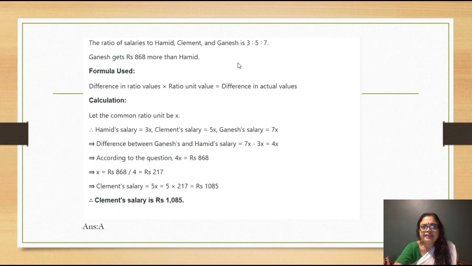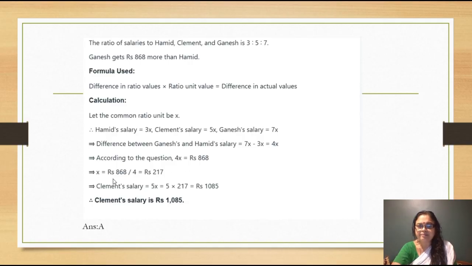So the salaries are given of Hamid, Clement and Ganesh. Ganesh gets 868 more than Hamid. You know the ratios can be expressed in terms of another unit quantity called x. So Hamid's salary is 3x, Clement's salary is 5x and Ganesh's salary is 7x. So the difference between Ganesh's and Hamid's salary will be 7x minus 3x, which is 4x. According to the question, this difference, 7x minus 3x, which is 4x, will be equal to 868.